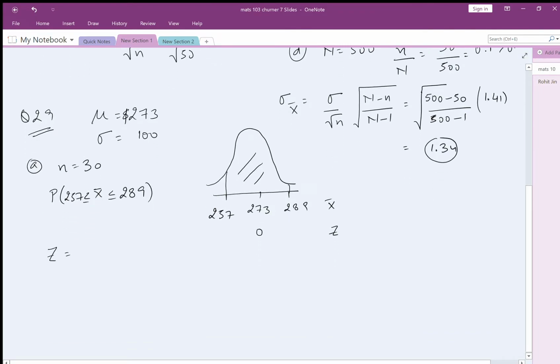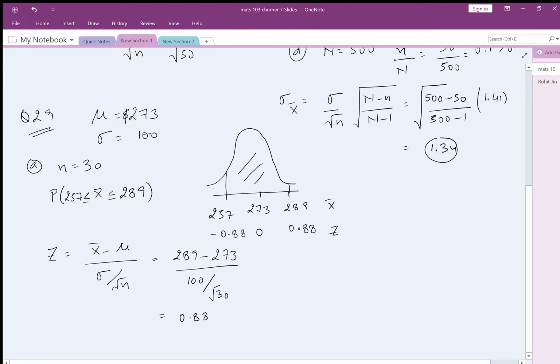So z is equal to x bar minus mu over sigma divided by square root of n. So we have all the numbers now. So this is 289 minus 273 divided by sigma, which is 100, and n, small n, or the sample size is 30, so square root of 30. So this is equal to 0.88. So this is 0.88 here, and so therefore this would be minus 0.88.